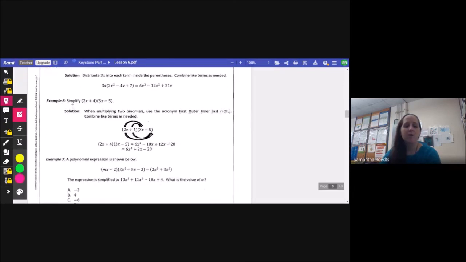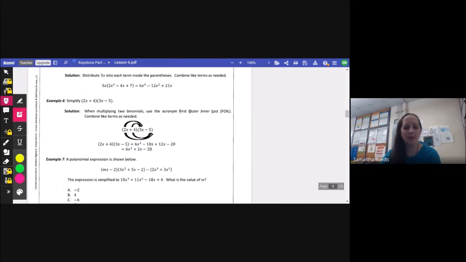Okay. So I'm also going to simplify the quantity 2x plus 4 times the quantity 3x minus 5. So I'm multiplying 2 binomials. So I use the term FOIL, or first, outer, inner, last, to make sure that I've combined all my terms correctly. Okay. So I do 2x times 3x, which gives me 6x squared. Those are my 2 first terms. Then I go for my outer terms, 2x times negative 5, which gives me negative 10x. Then I do my inner terms, 4 and 3x, which is 12x. And I do my last terms, 4 times negative 5 gives me negative 20.